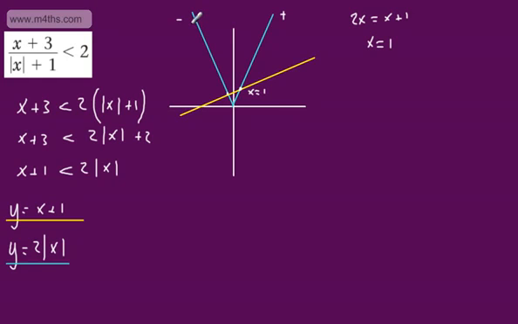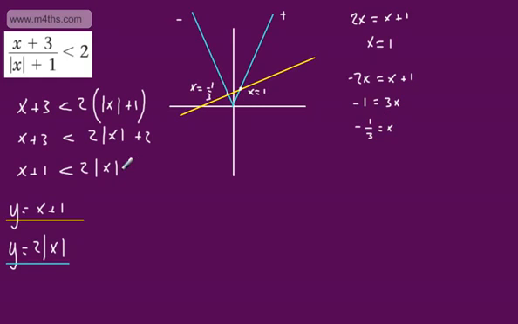If we consider the negative branch, we're going to have negative 2x is equal to x plus 1. So adding 2x to both sides and subtracting 1, minus 1 will be equal to 3x. And x will be equal to minus 1/3. And that's that point just there, where x is equal to minus 1/3.